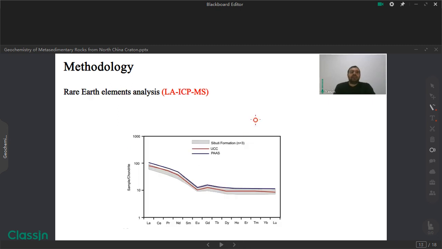Then we have rare earth elements. For rare earth elements, we use LA-ICP-MS analysis, and we identify the abundance of rare earth elements in our sedimentary rocks to identify the provenance and environment of deposition. The process is very hectic and lengthy, so I cannot go into details, but this is an overview that through rare earth elements, we can also identify environment of deposition and provenance.